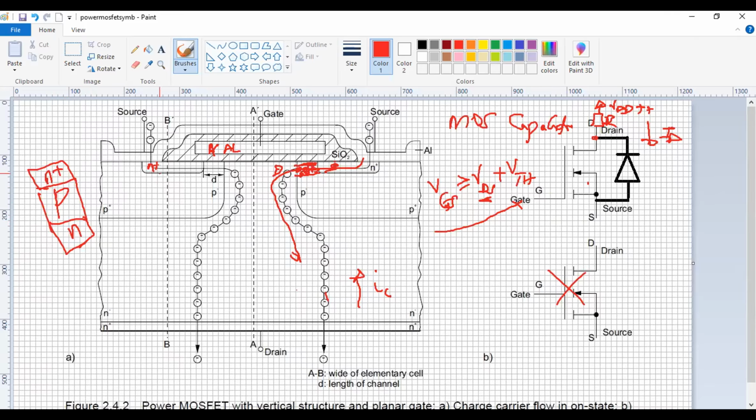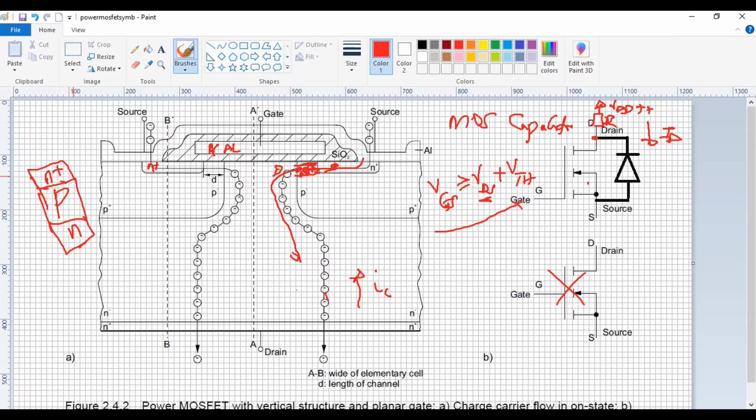So NPN. Technically this would be an NPN BJT. Initially when they were building these devices, they would get problems. The device would act in an unexpected way until they figured out that you have this NPN, a BJT, inside your MOSFET. Sometimes this BJT would switch on accidentally, and that would mess up everything if you have an NPN switching on.